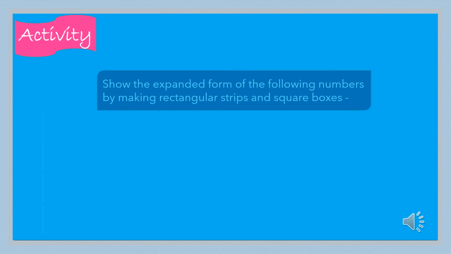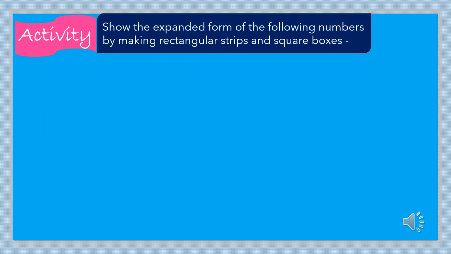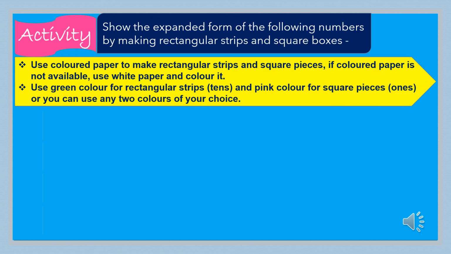So now comes the activity for you. Let's see what is the activity. It says, show the expanded form of the following numbers by making rectangular strips and square boxes. Okay. What you have to do, you have to use colored paper to make rectangular strips and square pieces. If colored paper is not available, you can use white paper and color it. Use green color for rectangular strips, that means tens, and pink color for square pieces, that is ones, or you can use any two colors of your choice also.